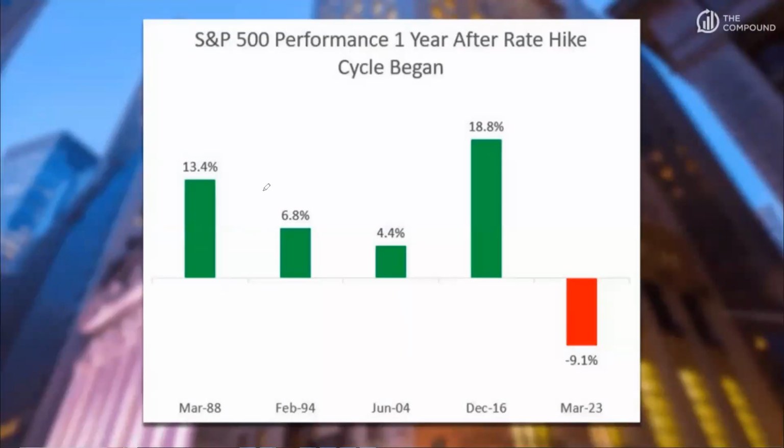Now, this is the S&P 500 performance 1 year after the rate hike cycle began. All right. And you can see in March of 88, it was up 13%. In February of 94, it was up 6.8%. In June of 2004, it was up 4%. And in December of 2016, it was up 18.8%. And here we are in March of 2023, 1 year after the rate hike cycle has begun, and we are down 9.1%. So we are seeing a little bit of an anomaly here in the market.